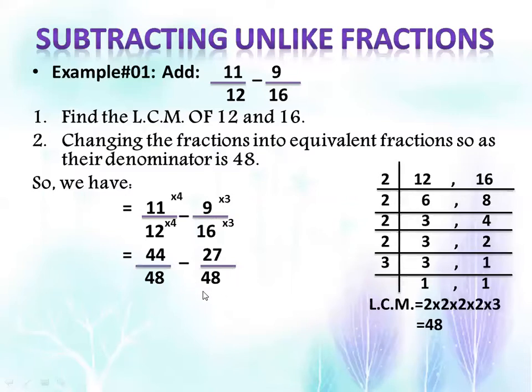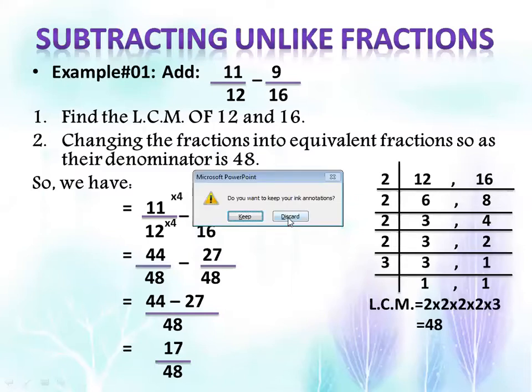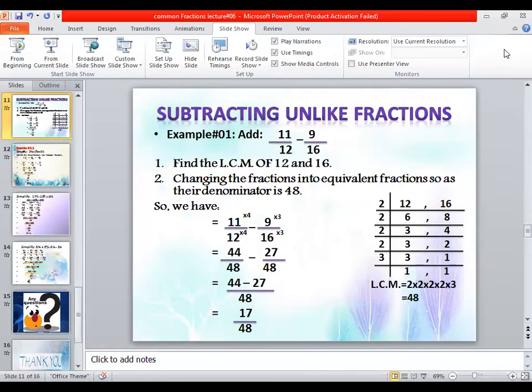Now after making the denominator same, it is very simple. You will simply subtract the numerators, keeping your denominator same. So 44 minus 27 will become 17, and your denominator will remain same, that is 48. So here you will get the answer, 17 upon 48, and 17 upon 48 is a proper fraction.